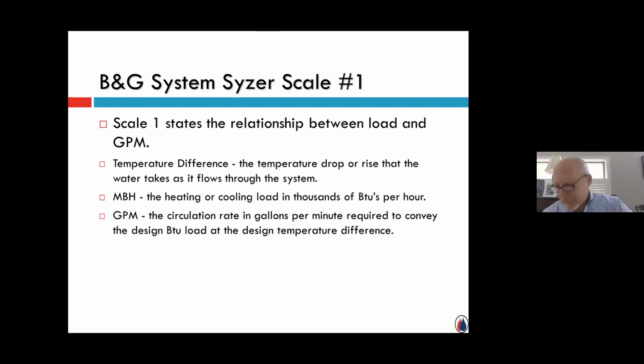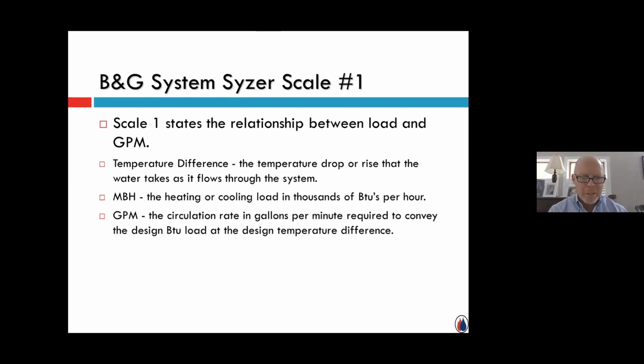So getting back to scale 1, it states the relationship between load and flow rate, gallons per minute, and delta T, temperature drop or rise. If we're in chilled water, that water temperature is going to rise. It's not going to drop. It's actually going to increase as it's removing the heat across the coils in the space where we're trying to air condition or condition the space.